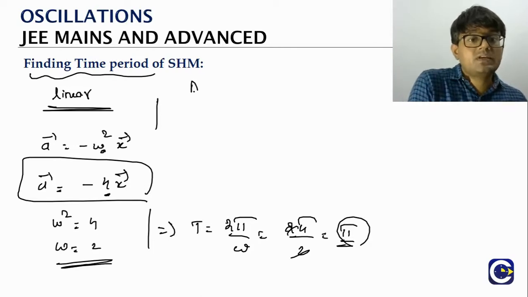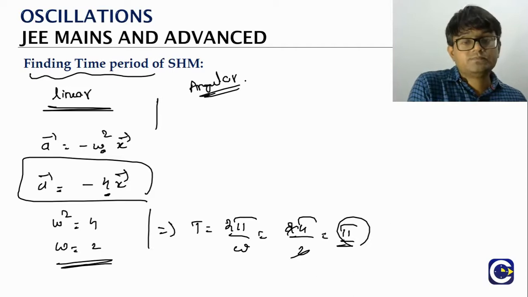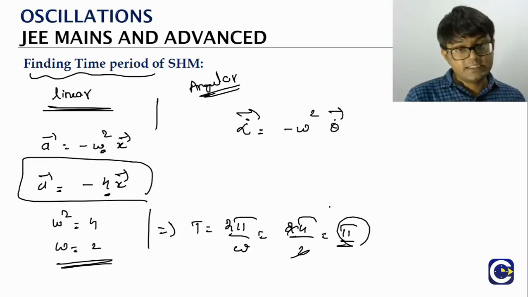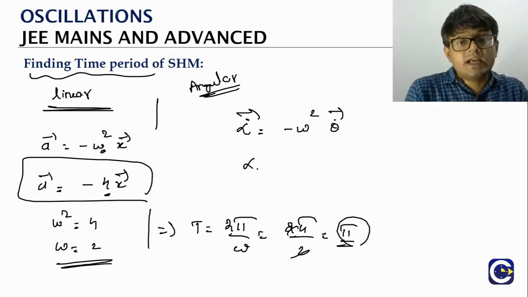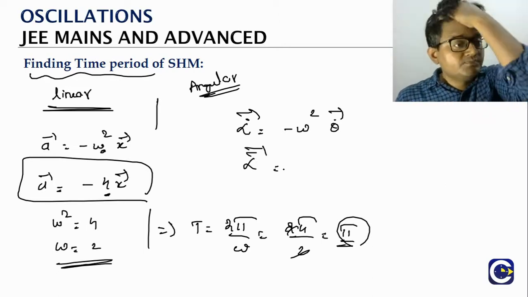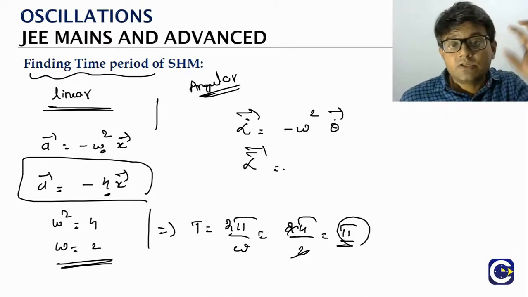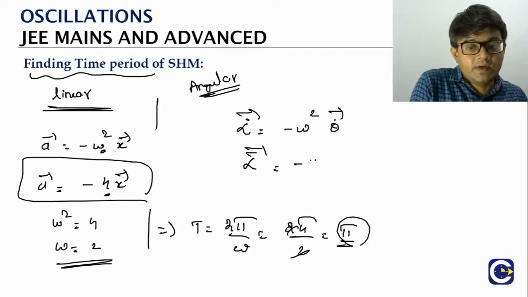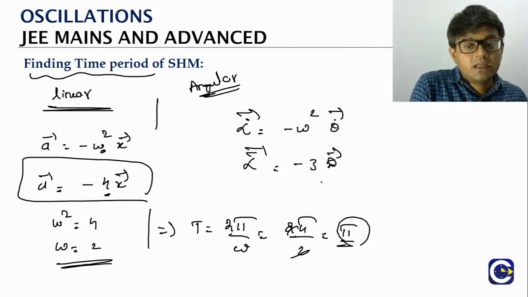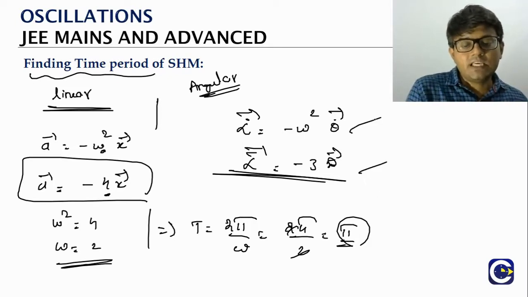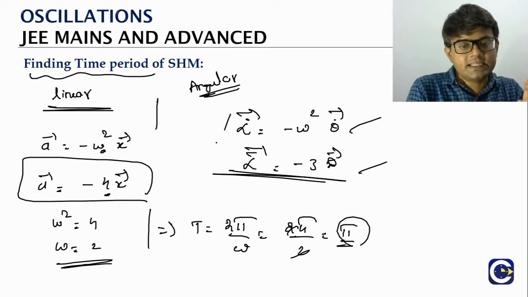Same goes with the case of the angular SHM also. If you have the standard equation, what is the standard equation? α = -ω²θ. This is the standard equation. If somebody gives us an equation for the angular acceleration of a particle which is performing oscillations, in relation to the angular displacement, let's say they give us α = -3θ.